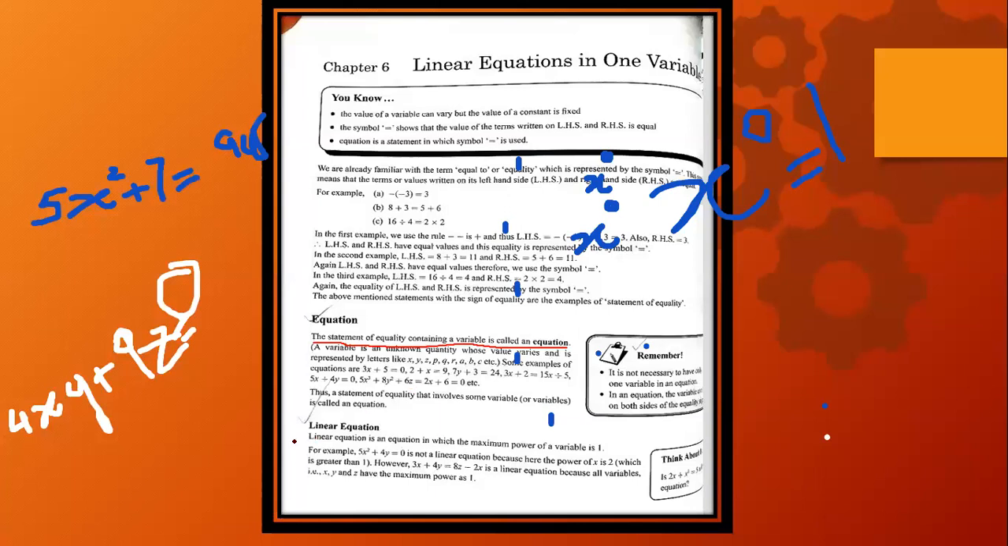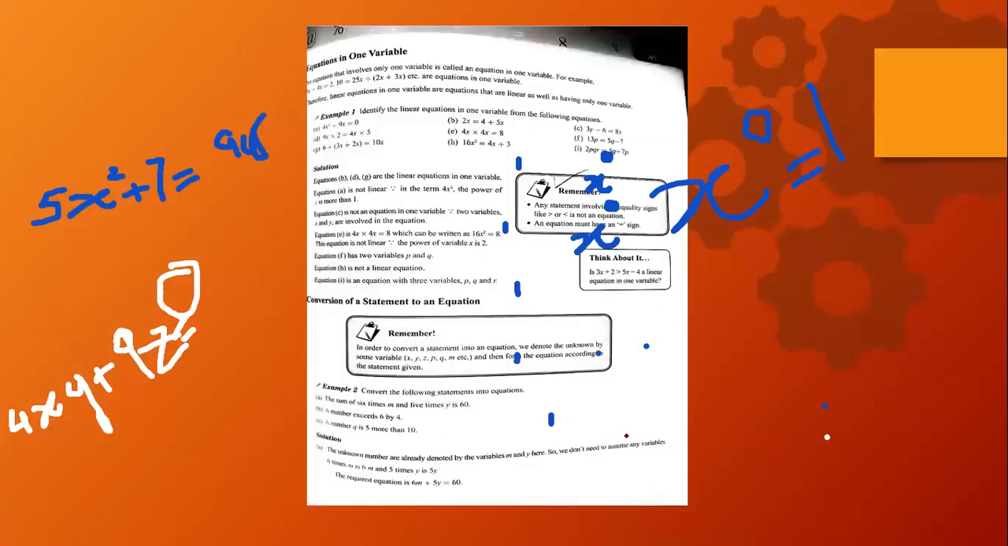Linear equation now. A linear equation is an equation with the maximum power of variable 1. I already explained this to you, and after that again you are going to give some examples of it. Equation with one variable: an equation that involves only one variable is called an equation in one variable, and after that you have to give the example. Is this clear? Better to write examples using your mind on your own.